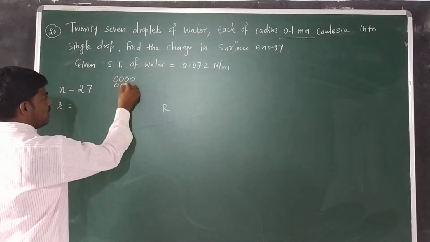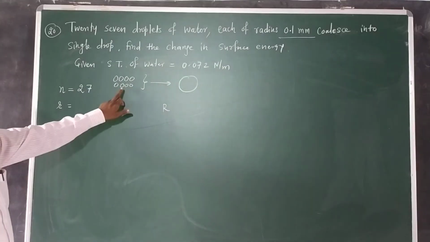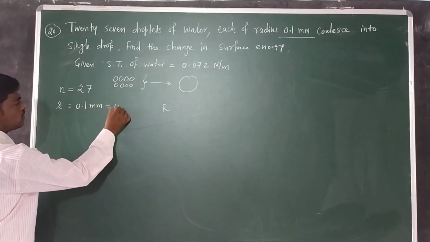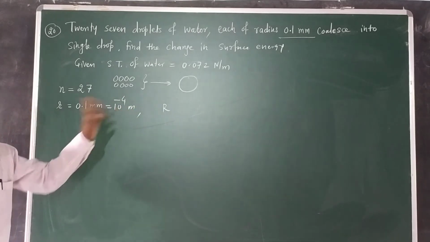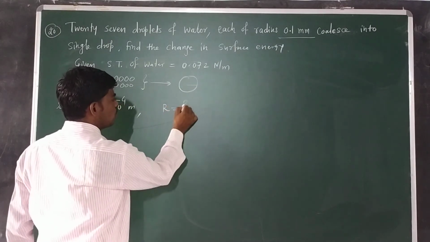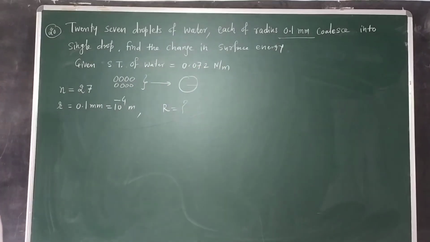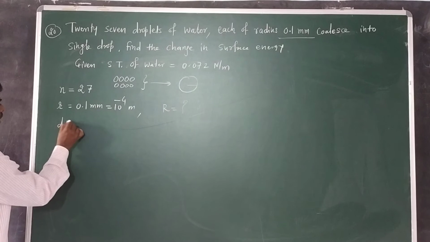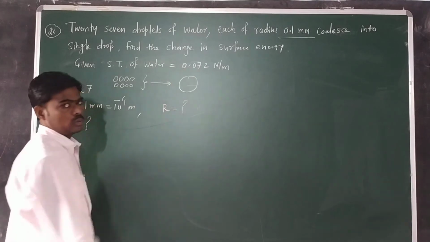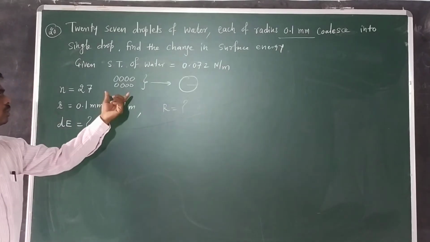Suppose these are a number of droplets, and these droplets are combined to form a big drop. The radius of the smaller droplet is given as 0.1 mm, that is 10 raised to power minus 4 meter in SI. The radius of the big drop is unknown, it is not given to you. Find the change in surface energy, that means dE, we have to find out. And the surface tension of water is given as 0.072 Newton per meter.